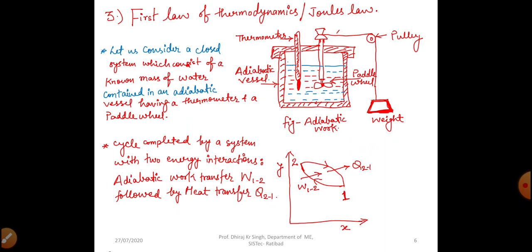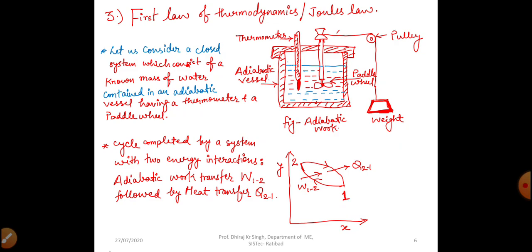Energy which enters a system as heat may leave the system as work, or energy which enters the system as work may leave as heat. Both things can happen, right? So let us consider here in this figure a closed system which consists of a known mass of water contained in an adiabatic vessel. Adiabatic vessel means heat transfer from this vessel is zero, this boundary is insulated, there will be no heat transfer, right?